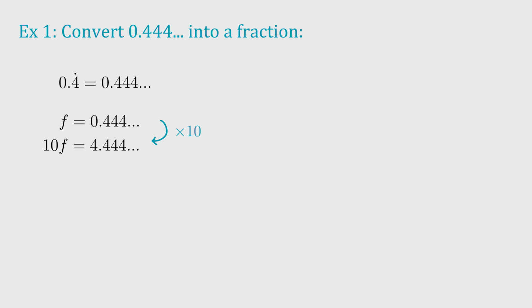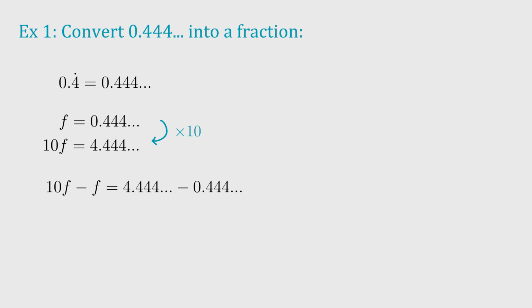In our first example, we're going to put 0.4, repeating 4, in fraction form. Start off by assigning the value to f. You can use any variable letter like x or y or anything. Then multiply your whole f equation by 10. And now subtract your 10f and f equations from each other.